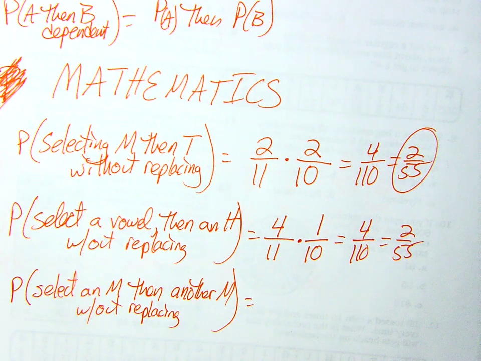I will give you a hint. The answer is not 4 over 121. So if you thought it was 4 out of 121, I caught you. Oh wait, maybe you think it's 4 out of... It is not 2 out of 55 either. I don't think. Okay.